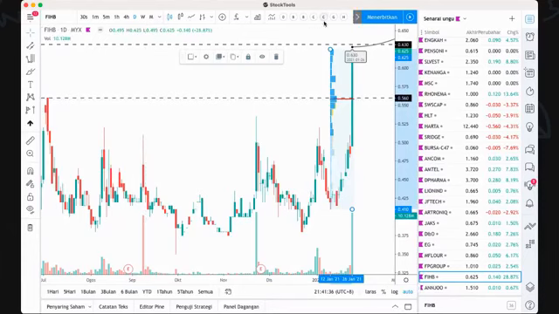If the price breaks out, what should we do? If the price retraces back, what should we do? So that's my comment on Fibonacci and how to use chart patterns together.